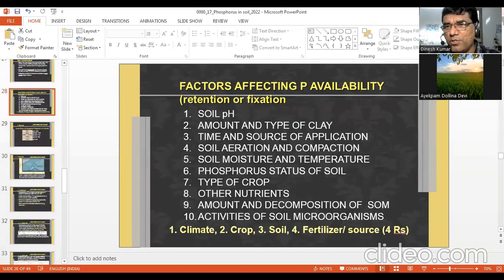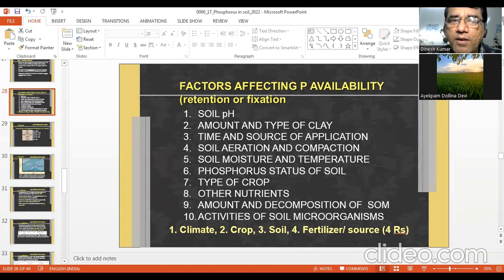Now we come to the most important part of this lecture, that is factors affecting phosphorus availability. As you have seen, a very small quantity of phosphorus is there in the soil solution. So if you want to replenish the phosphorus removed by uptake, then a continuous supply of phosphorus should be there to the soil solution. And now we are going to see the factors affecting phosphorus availability.